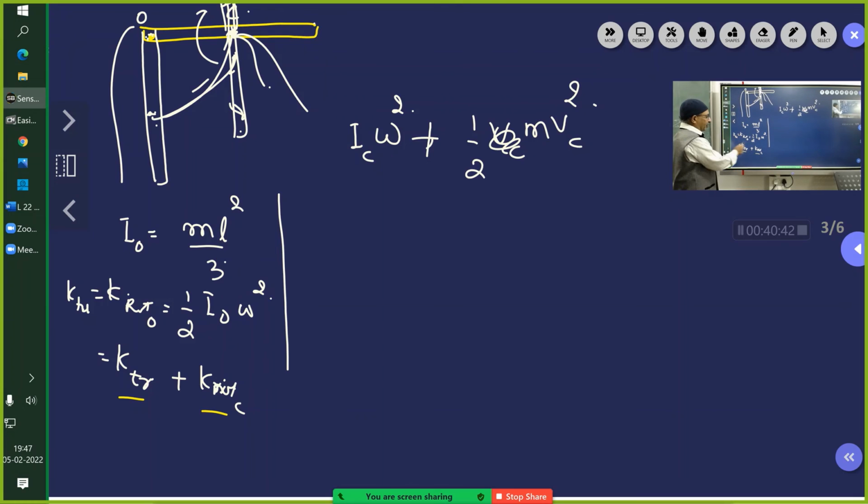Center of mass. And we proved that this is equal to half I_O omega square. We proved this in the last exam. I hope now it's clear. Now Arun is happy.